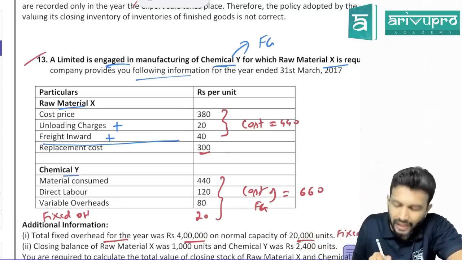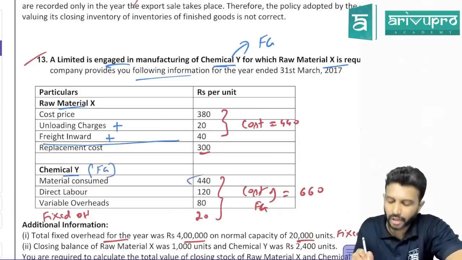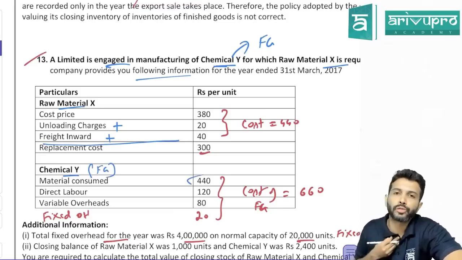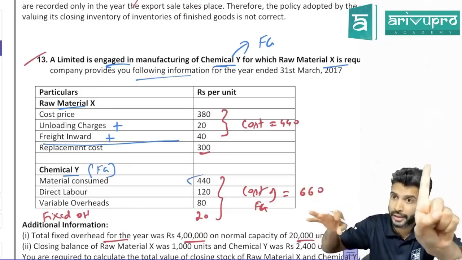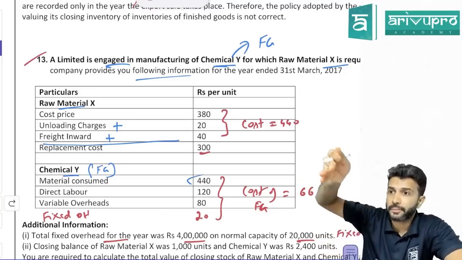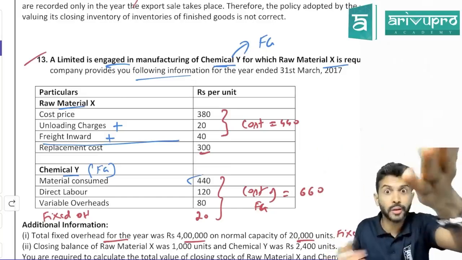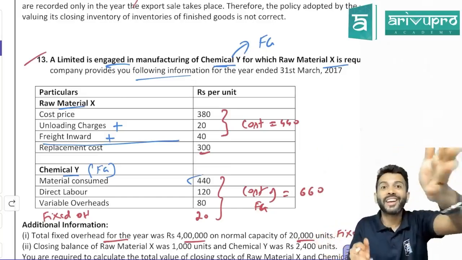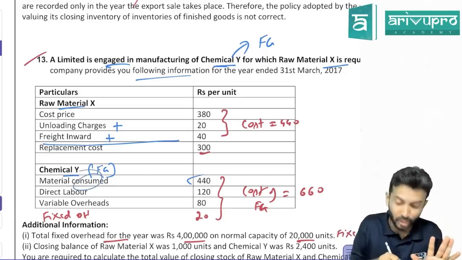Okay. They have given chemical Y. Is chemical Y raw material or finished goods? Finished goods. Raw material consumed is how much? 440. Because to produce finished goods, we don't take raw material purchased data. Keep this also in mind. When you do a cost sheet, we don't take material purchased, we take material consumed. In FM also we have done this. You don't take material purchase, you take material consumed. Keep that in mind.